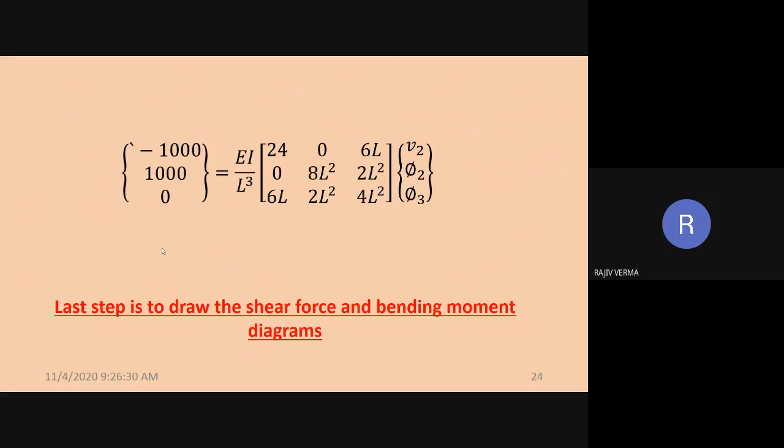Now what we get is a set of three simultaneous equations. We have three unknowns which can be solved, and once the values of V2, phi 2 and phi 3 have been calculated, we can get the corresponding values of forces and moments acting on the individual nodes. And as a last step, we can draw the shear force and bending moment diagrams. So this is all about the lecture for today.